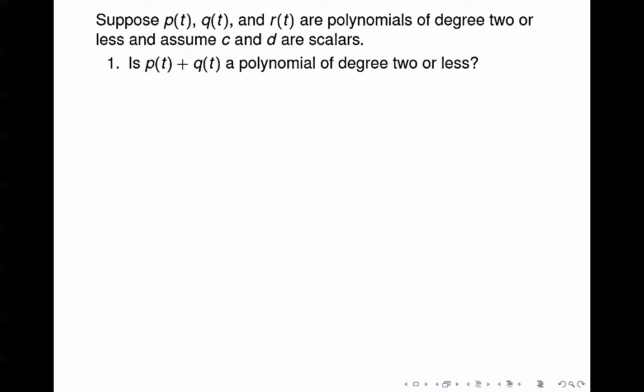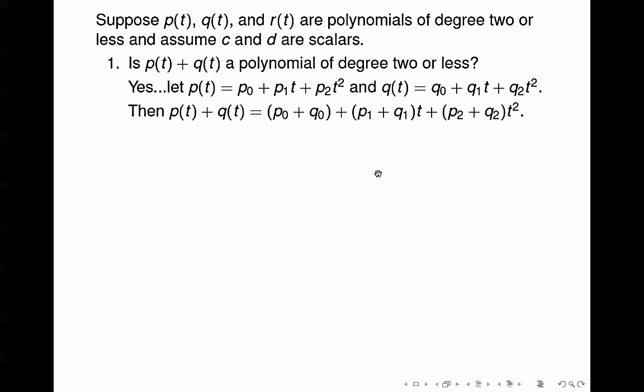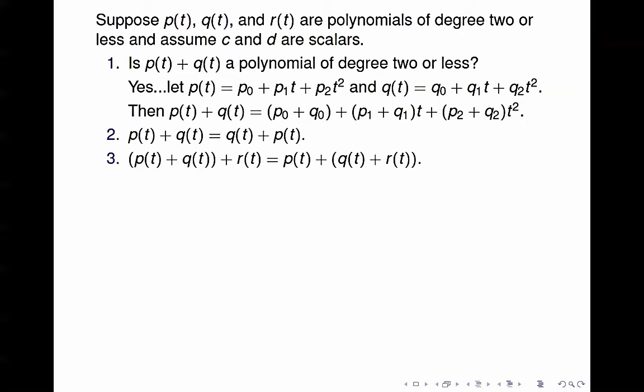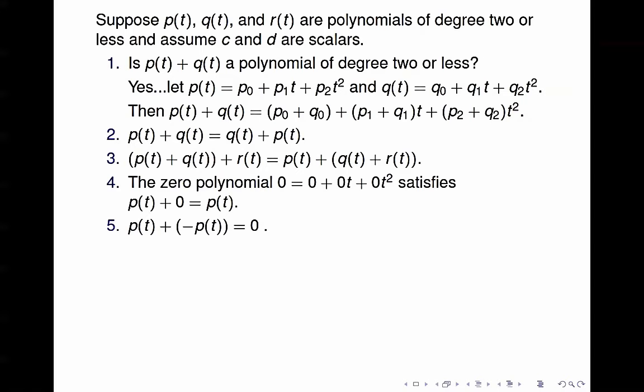Let's look at these properties in terms of P sub 2. If we add 2 polynomials of degree 2 or less together, do you get another polynomial of degree 2 or less? Well, yes you do. Here's how that works. If you've got p of t, which looks like this, and q of t, which looks like this, and we add them together, then we get this polynomial here, which is again of degree 2 or less. They satisfy properties 2 and 3. I can let you explore that some more.